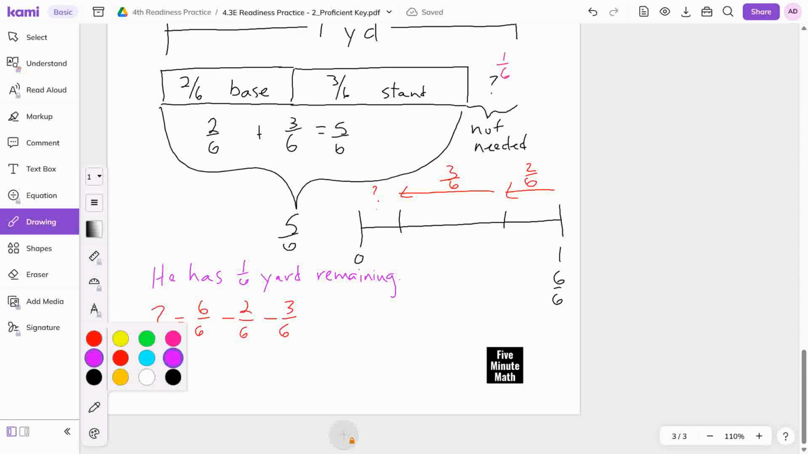Now, you could have done it from the 0. You also could have done it from that 6/6. Since I already knew how far back it went, that works as well. So your answers or your representations may vary because there are a few different ways to write this equation and the sentence and the number line. But for the most part, this should help you along your way.